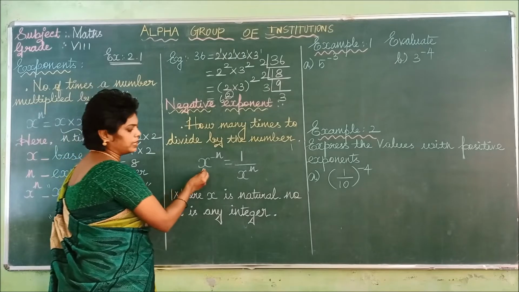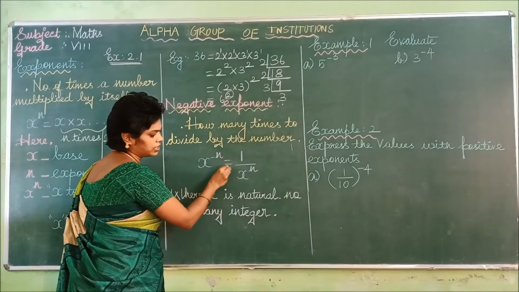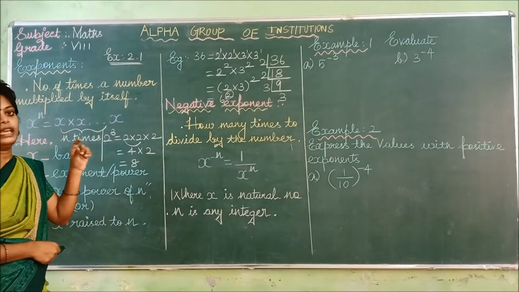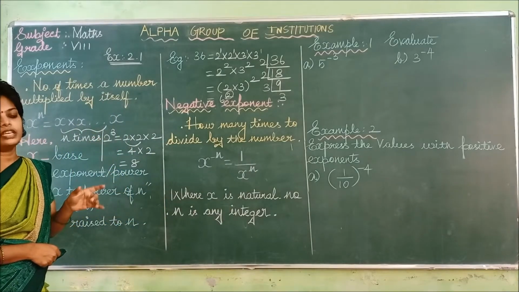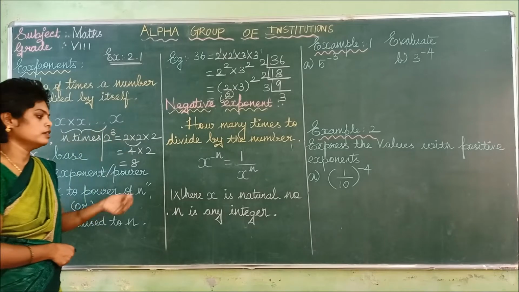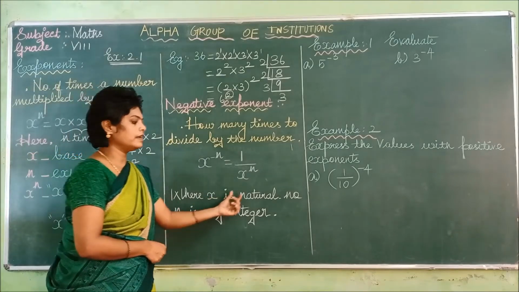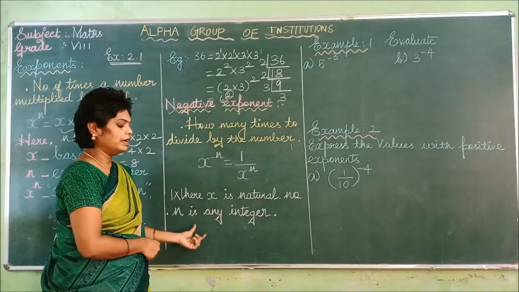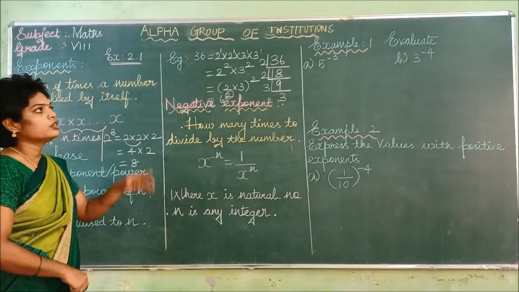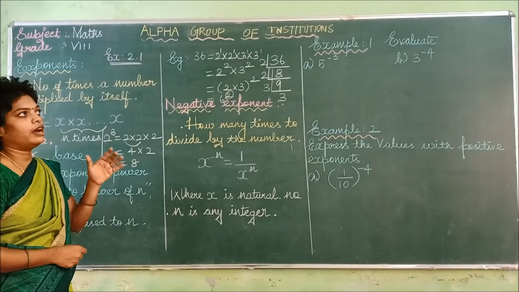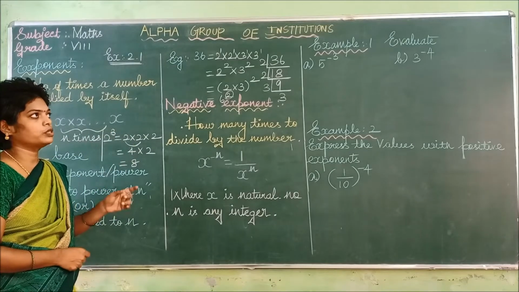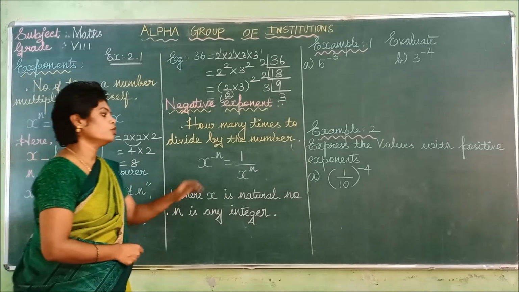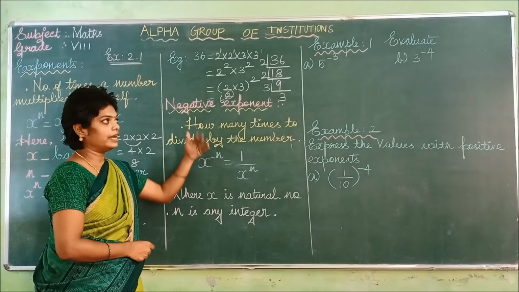So the general form is x power minus n, which is nothing but 1 by x power n. So listen carefully. X power minus n is equal to 1 by x power n. Here x is a natural number and n is any integer. So look at example 1. We have to evaluate and find the values for 5 to the power minus 3 and 3 to the power minus 4. So using this, we can do that problem.